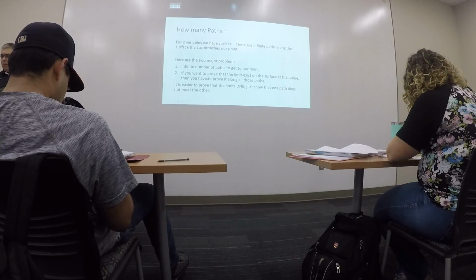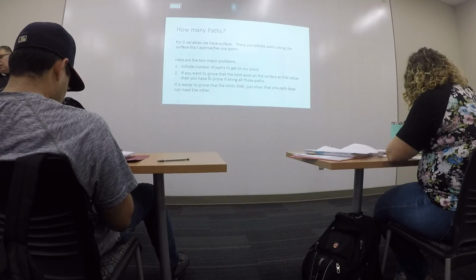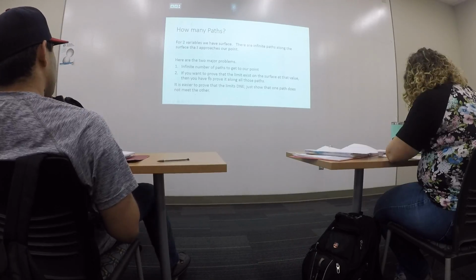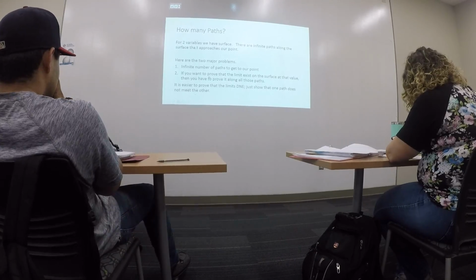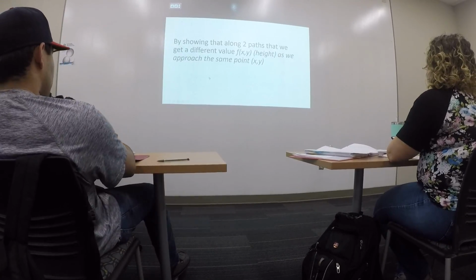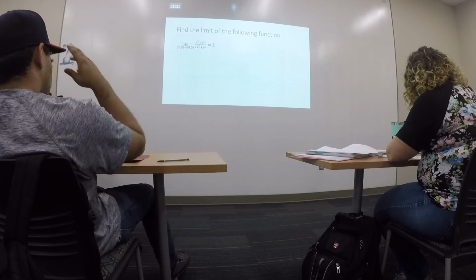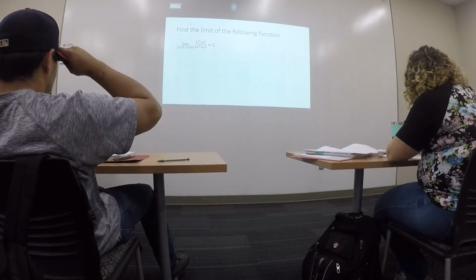And the other major problem is if you want to prove that a limit exists on the surface at that value, then you want to prove it along all those paths. That's the problem. We don't want to do that. It's easier to show that it does not exist. That's what we're doing.